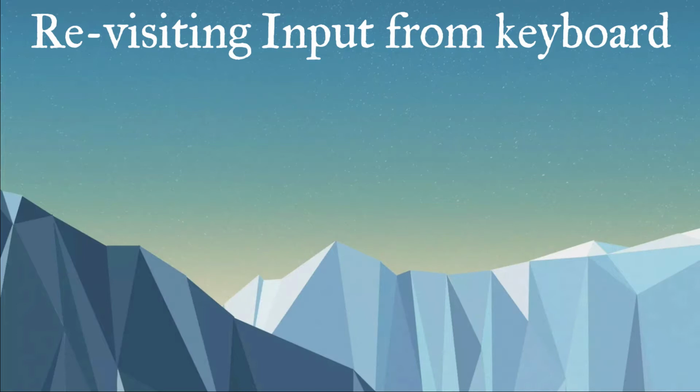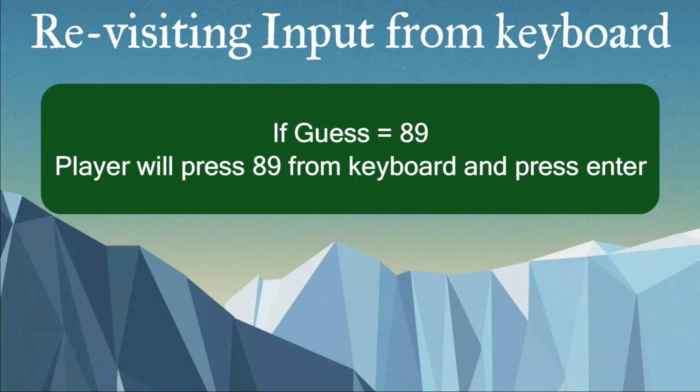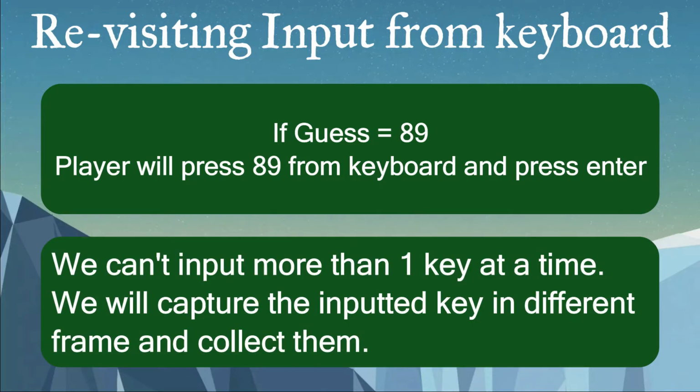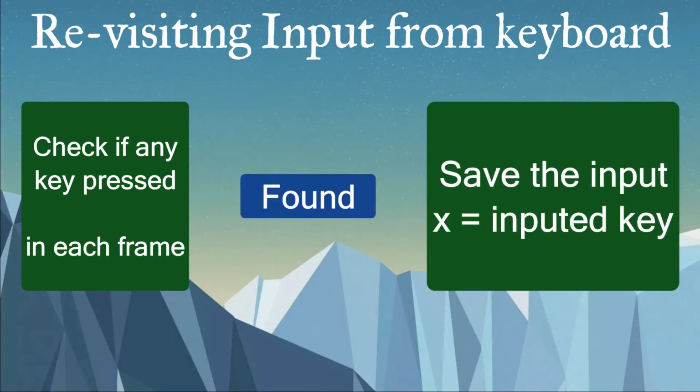In the previous video we calculated the random number, which we will use as the number to be guessed by the player. Now, let's revisit the Input class, so that we will let the player input their guess. Suppose the guess of the player is 89, then the player will enter 89 from the keyboard and press enter. Unity console doesn't provide any input boxes to input any text or number. So we have to catch the inputted key of the player in the console. We will check on every frame if the input is provided by the player or not. And if any input is found, we will save it in a variable.